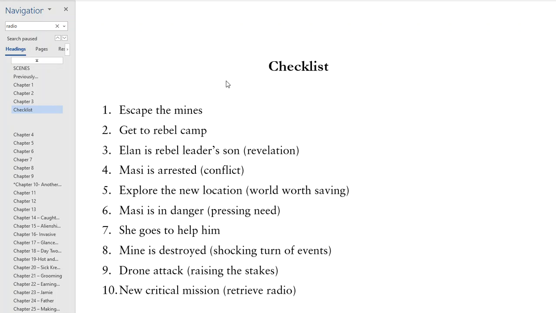A lot of this I already talked about. They escape the mines, they get to the rebel camp. Eline is the rebel leader's son, which is a revelation. Masi, the alien, is arrested, which is conflict. Then they explore the new location, which is a light, fun and games, world worth saving type of scene. It also introduces a couple characters.